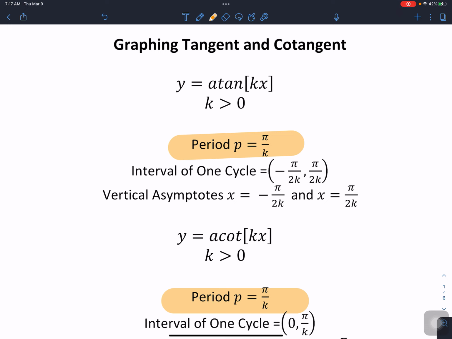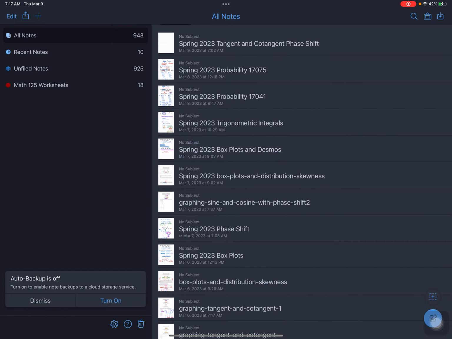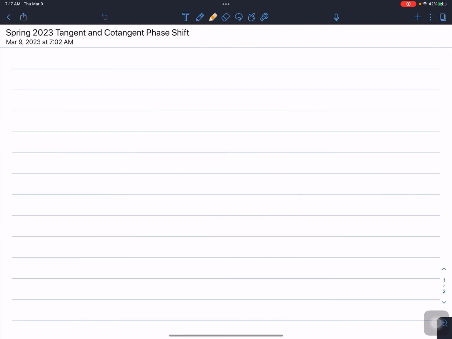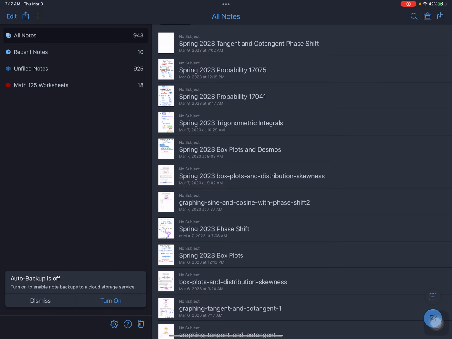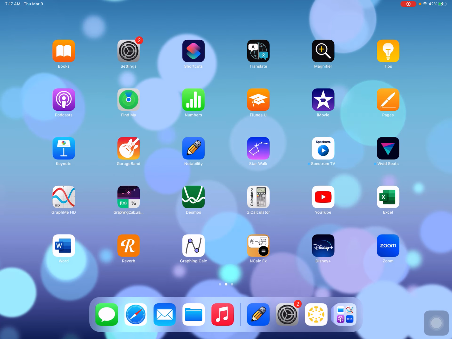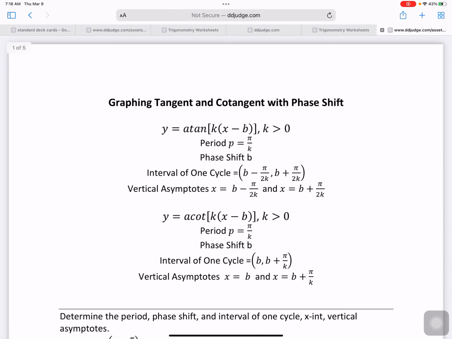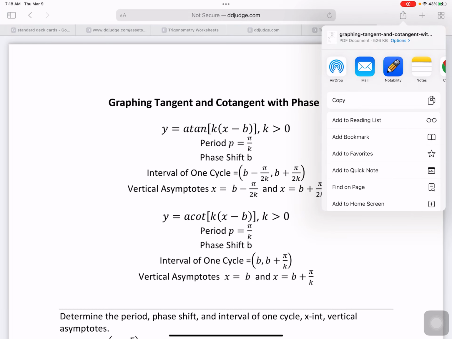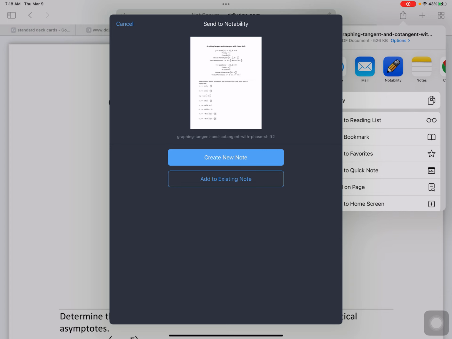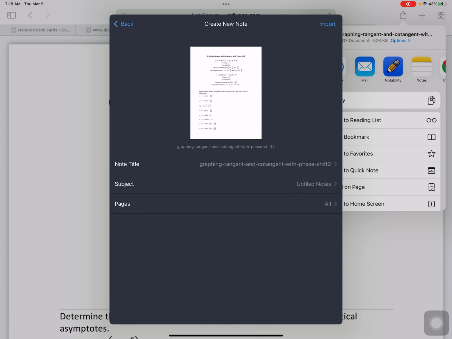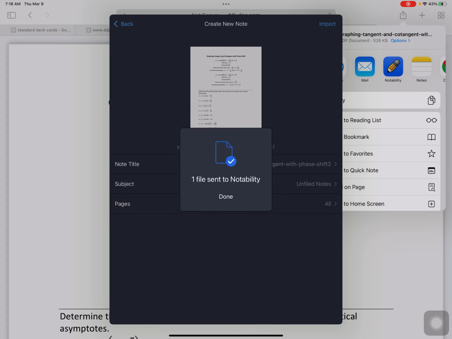And so recall the interval of one cycle here. Oh, that's a different worksheet. We're going to have to do this. That's not the phase shift worksheet, but let me go back and take a look online. There we go. That's the one we're working with. Phase shift still has the same period, just so you guys know. And I'm going to create a new note, and we're going to highlight and emphasize this.